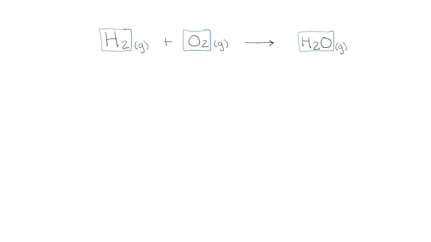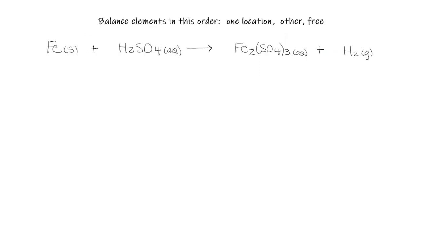How we do alter the numbers is by placing a coefficient out in front of a substance that we need to adjust. A balancing coefficient is another type of multiplier, and it applies to all atoms in that substance, not just the one you're trying to change. So here's the example that we'll work out.